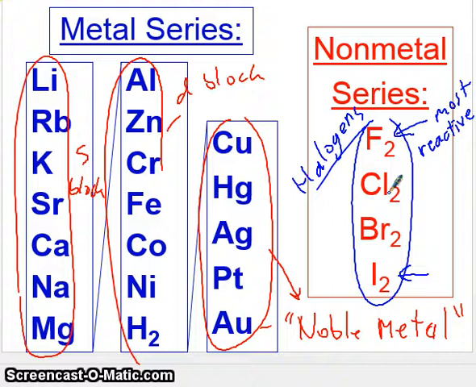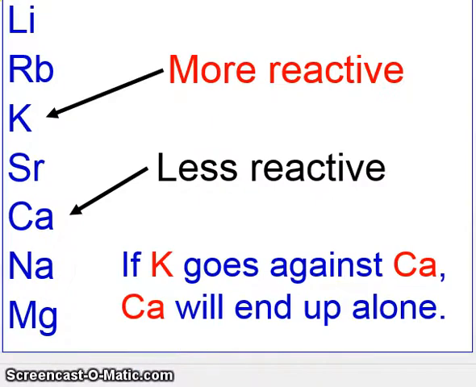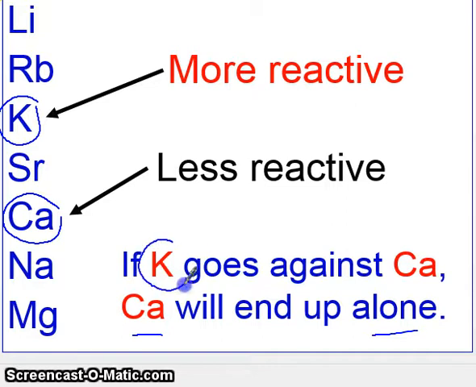Okay, now we're going to use this activity series to predict single replacement reactions. And how will we do it? Like this. The top metal is the more reactive metal, and so it will replace a bottom metal, which is the less reactive metal. So if we were to put potassium against calcium, what will happen is that calcium will end up alone, because it's the less reactive. It'll be the one that's by itself. That's kind of like the noble metal or noble gas that's unreactive. So in this case, calcium, K, will react and end up with the compound, as you'll see.